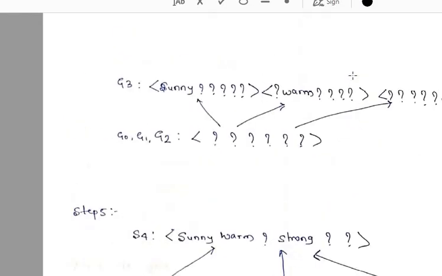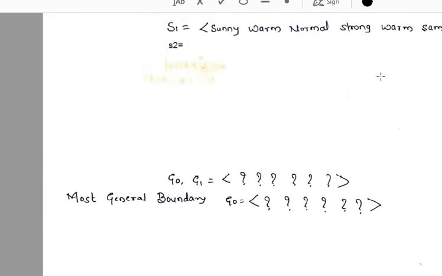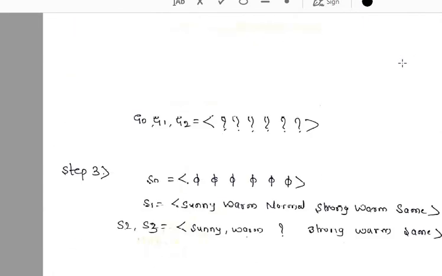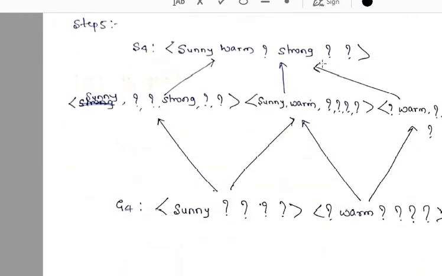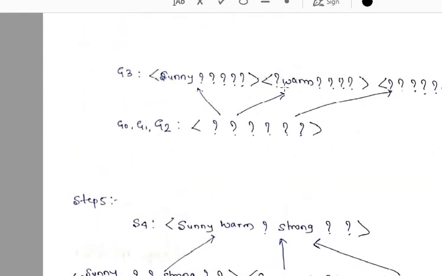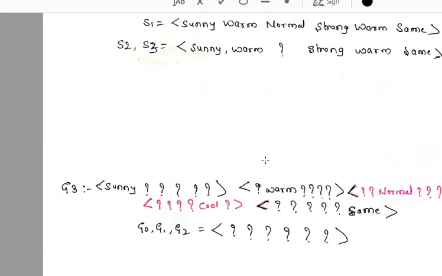And the last one: previously it was same, but now the value in the fourth attribute is change, so we will replace that by question mark. So hence my S4 becomes like this: sunny, warm, question mark, strong, question mark, question mark. Now let us go with the general value. In the previous step we have three values: sunny with all question marks, then question mark, warm, and all question marks, then all question marks and the last value is same. So let us check whether this will be consistent with the fourth example also or not.